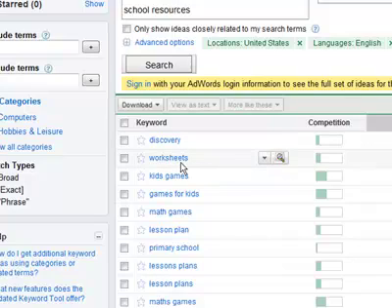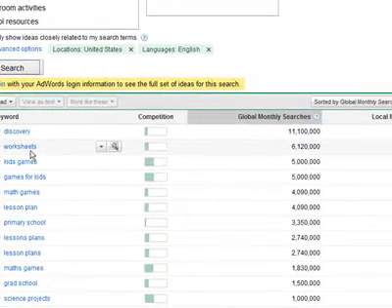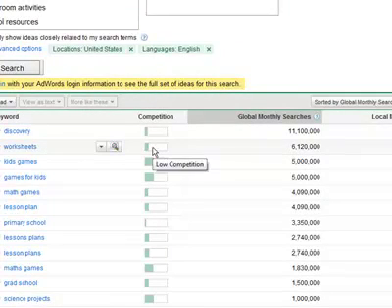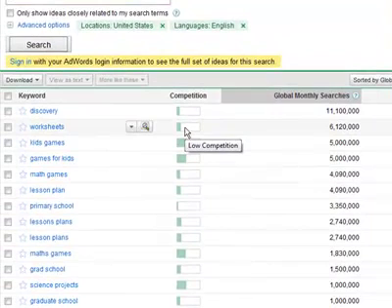But worksheets is one that we hadn't really thought about. We do have printable worksheets on our website, and this is a term with high search volume and low competition. So that might be a good one for us to consider.